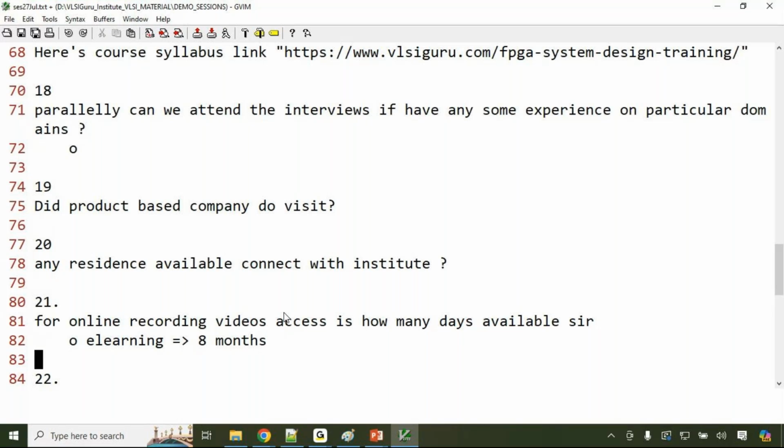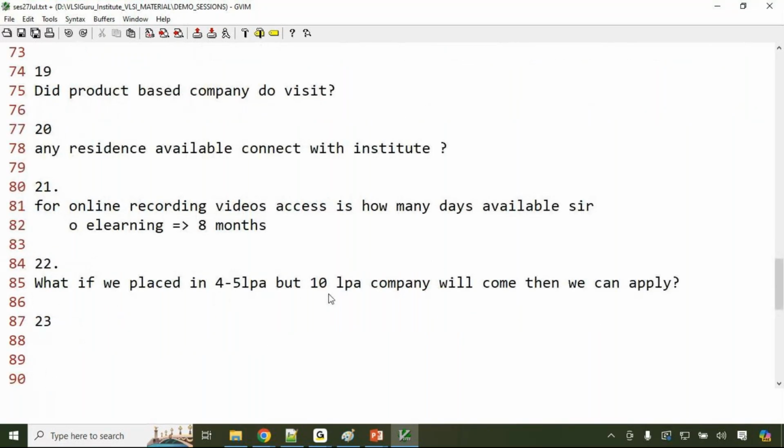Next, what if we are placed with 4 to 5 lakhs, but a 10 lakh per annum company comes, can we apply? This flexibility right now is not there, because many times once you join, they will ask you to sign a bond. If it is a services company, then if you break and come, it's a problem. I cannot commit on this part.